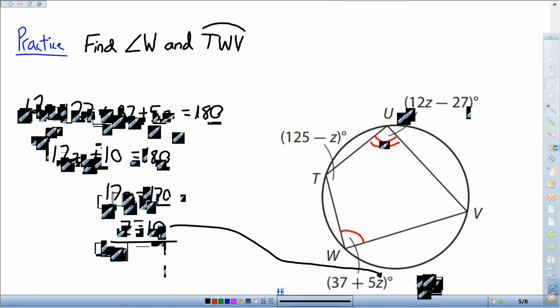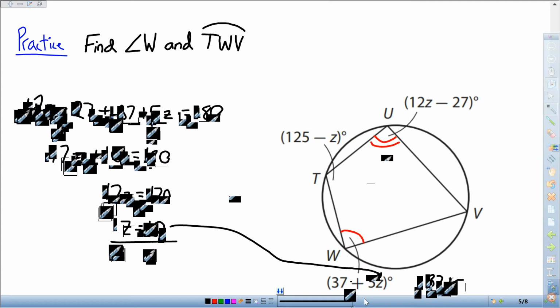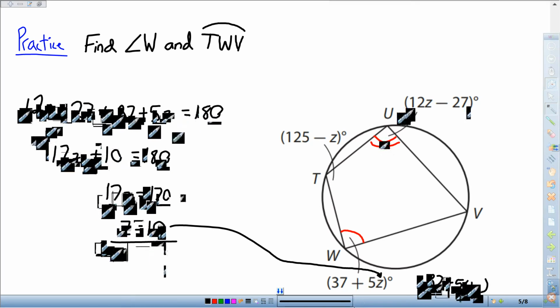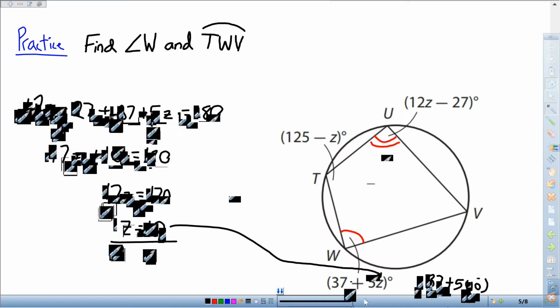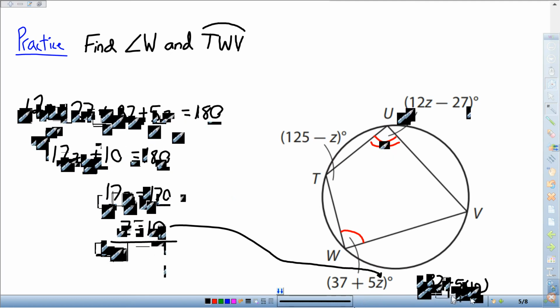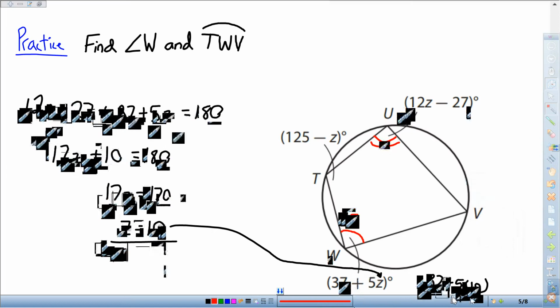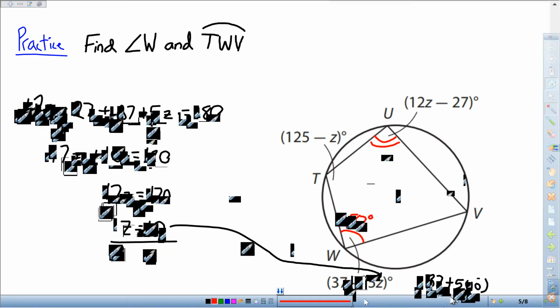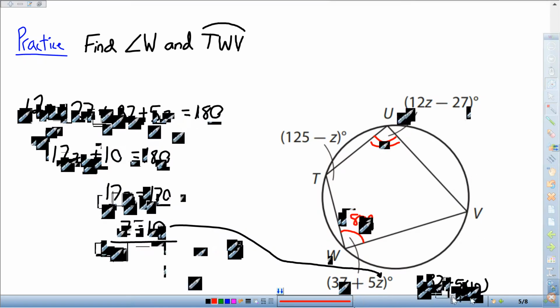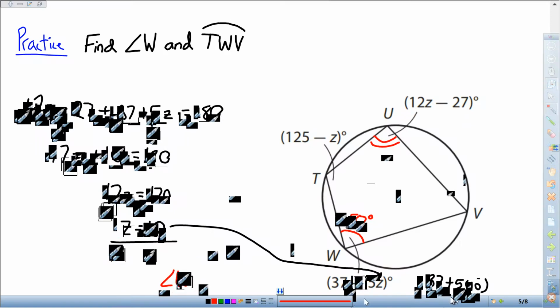I'm just going to do it off to the side. So 37 plus 5 times 10. Let's see. Looks like we're getting 87. So there it is, 87 degrees. Let's just write that out. Angle W equals 87.